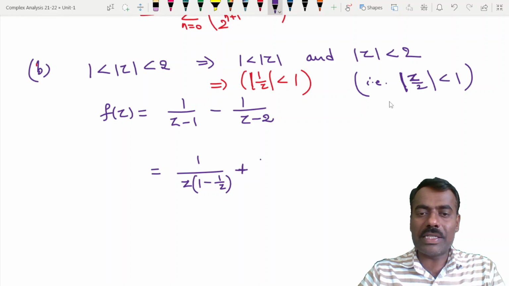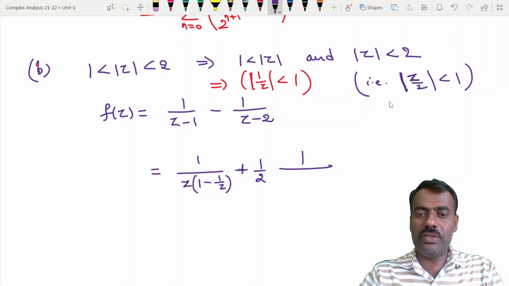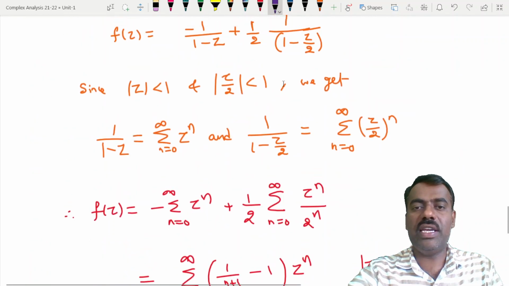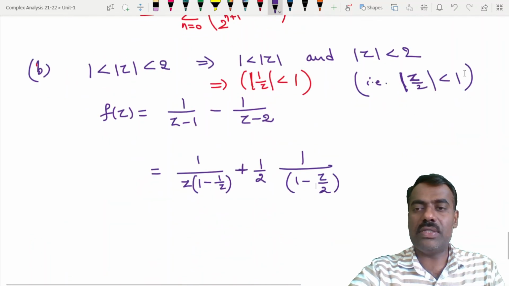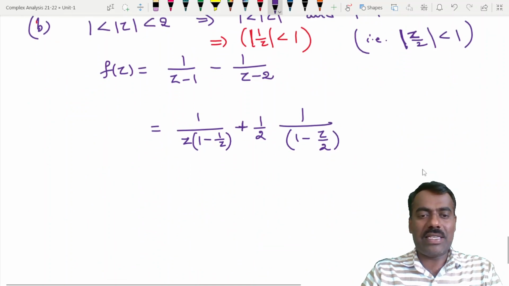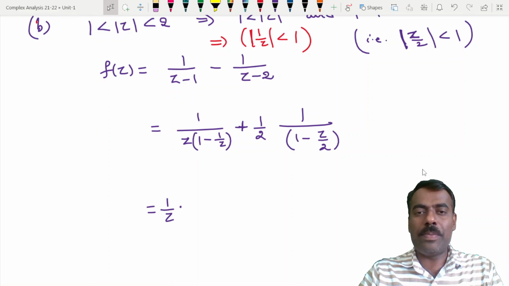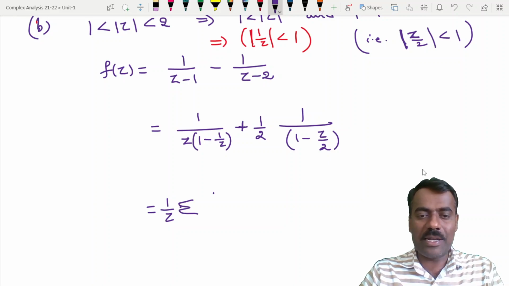So that means the expression we did in the first part, we don't need to change anything here. This you simply write as 1 minus z by 2. Whatever we did here will work as it is, because mod z by 2 is less than 1, right? Now this is same as 1 by z times 1 by 1 minus 1 by z. We know mod 1 by z is less than 1. So therefore this is summation 1 by z whole power n, by the previous example.